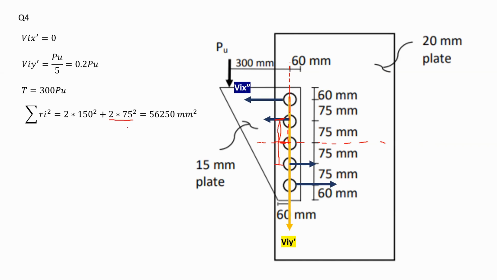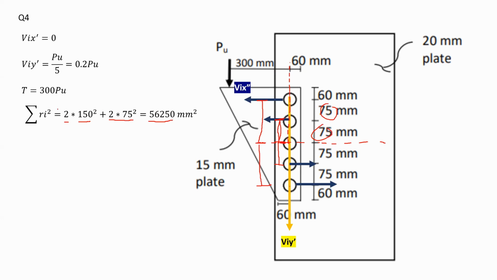Okay, now I have to consider also the other 2 bolts that are far away. That bolt over there, that's the last bolt, and I have another bolt over here. They both have the same distance to the centroid of the group of bolts, which is 150 millimeters. So 150 millimeters for the very far away bolt. That's why I multiply by 2, since I have 2 bolts, this one and that one at top, by the distance squared, 150 squared. And if you do the summation, you get the sum of R_i squared equal to 56,250 millimeters squared.